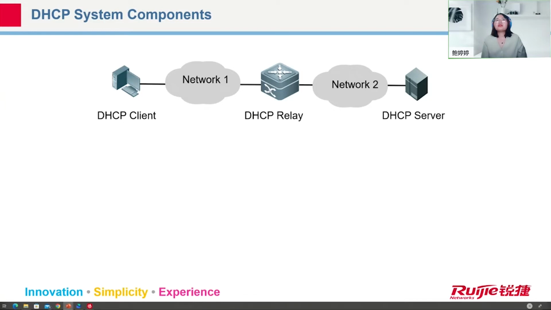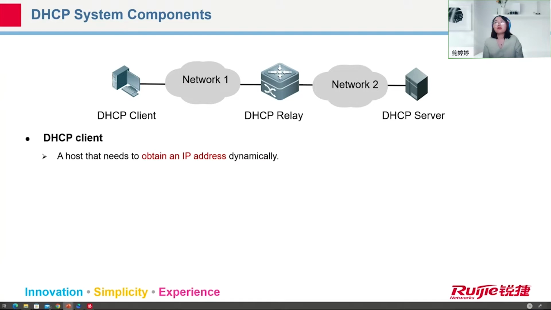And about the DHCP system components, we have 3 roles. First one we call client. It's easy for us to understand, right? Client means a host that needs to obtain an IP address dynamically. About the host, maybe it's your laptop, maybe it's your personal computer, maybe it's your phone, maybe it's your iPad, okay? And someone needs an IP address and sends out the request from the devices. These devices we call client. Also, maybe your network devices also can be the DHCP client, but you have to enable the DHCP client function.